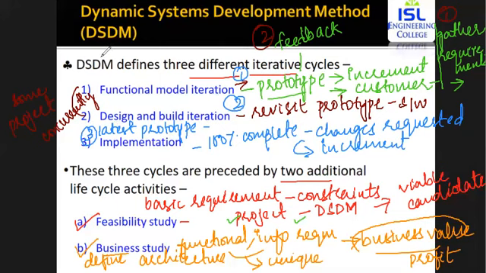Now this DSDM approach can be used along with extreme programming. You can use extreme programming plus DSDM. Combining extreme programming and DSDM, it becomes a solid process model. So this is the DSDM Agile process model.